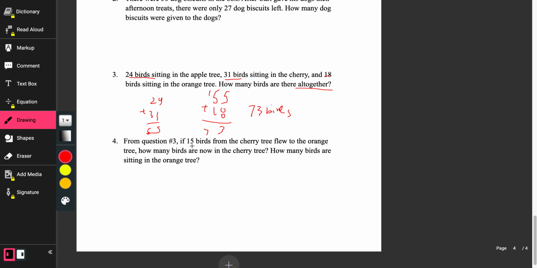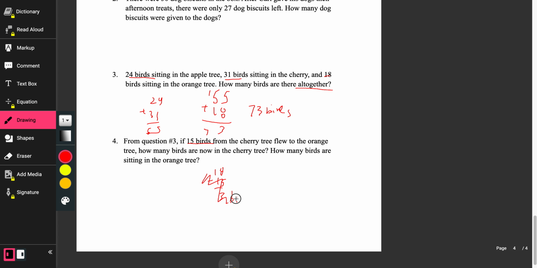So it says from question 3, if 15 birds from the cherry tree flew to the orange tree, how many birds are there now in the cherry tree? How many birds are sitting in the orange tree? So let's go back to the old one. So it says that 18 birds were sitting on the orange tree and 31 birds were sitting on the cherry tree. So this one asks how many birds are now in the cherry tree. So if 15 birds from the cherry tree flew to the orange tree, originally we had 18, 15 flew away. So we're going to do 18 minus 15, and that's 3. So how many birds are now in the cherry tree? There's only going to be 3.